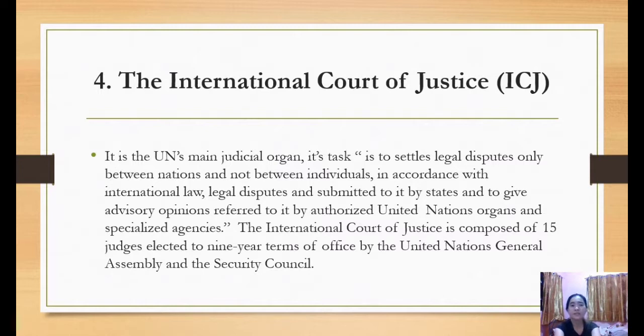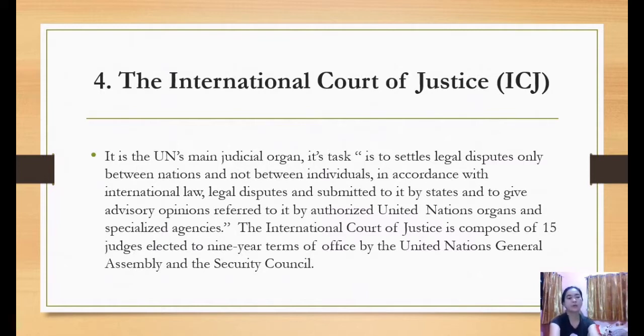It is the UN's main judicial organ. Its task is to settle legal disputes only between nations and not between individuals, in accordance with international law, legal disputes submitted to it by states, and to give advisory opinions referred to it by authorized United Nations organs and specialized agencies. The International Court of Justice is composed of 15 judges elected to 9-year terms of office by the United Nations General Assembly and the Security Council.